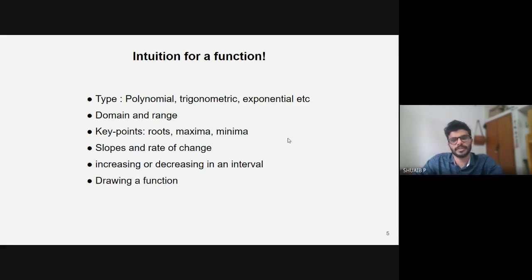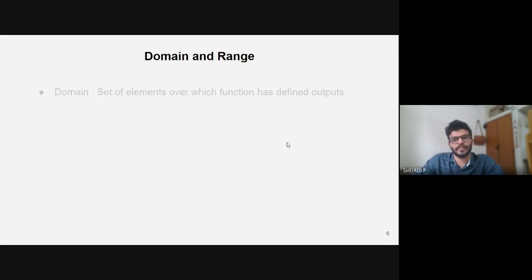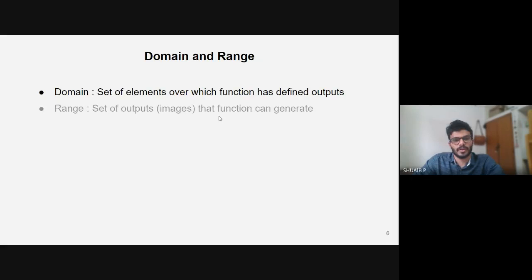addressing all these points. So to begin with, what's the domain and range of a function? The domain is a set of elements over which the function has defined output. And range is the set of outputs that the function can generate.